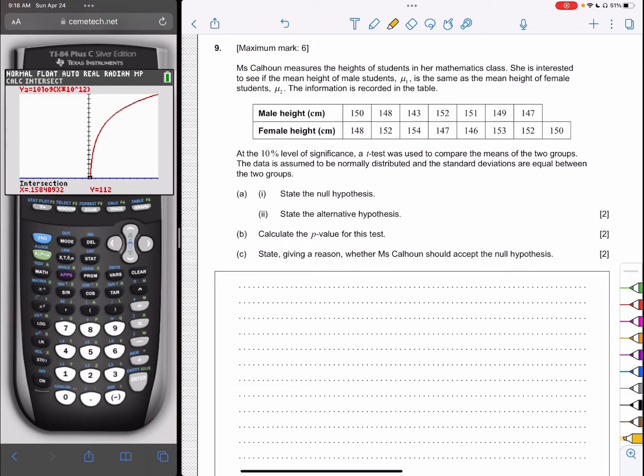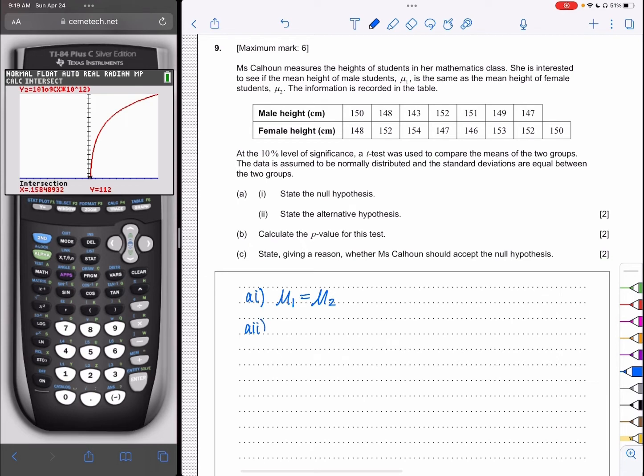All right. So it says that at the 10% level of significance, a t-test was used to compare the means of the two groups. The data is assumed to be normally distributed, and the standard deviations are equal between the two groups. So for part A, question 1, they want us to state the null hypothesis. So the null hypothesis is that there is no difference between the means. All right. So my null hypothesis is that mu1 is equal to mu2.